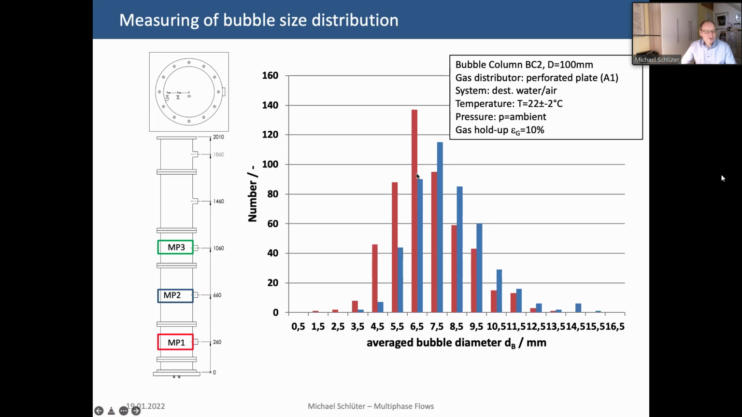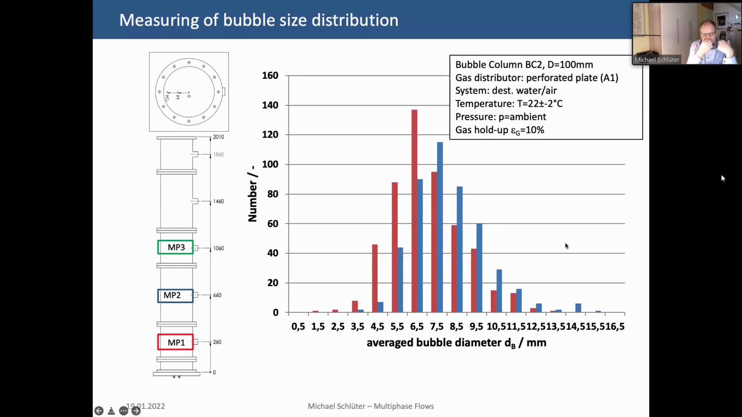This happens due to coalescence and break up. We come to a broader distribution, and because the coalescence is more dominant here, we come to larger bubbles of 7.5 millimeters in this case for this certain system. So this means, and this is a higher gas hold up here, 10%, ambient conditions, so no pressure, and perforated plate, as mentioned before, in the water air system.